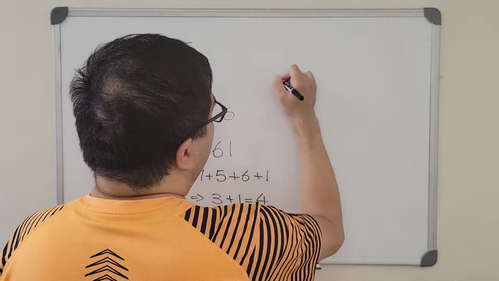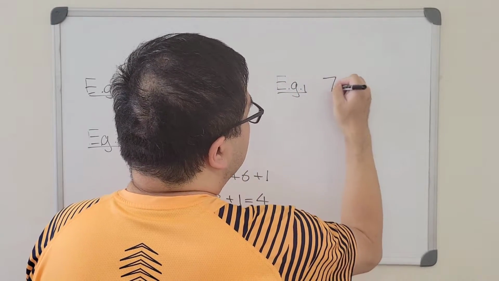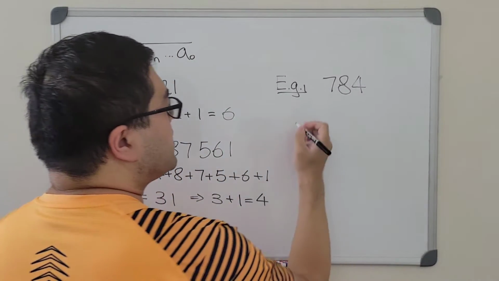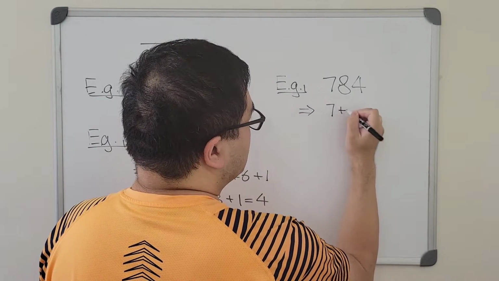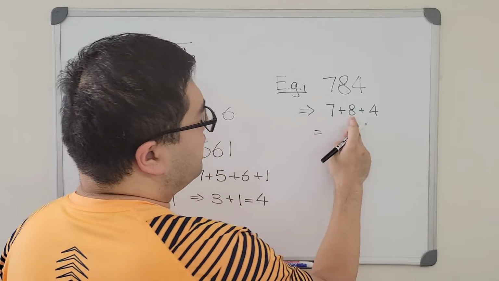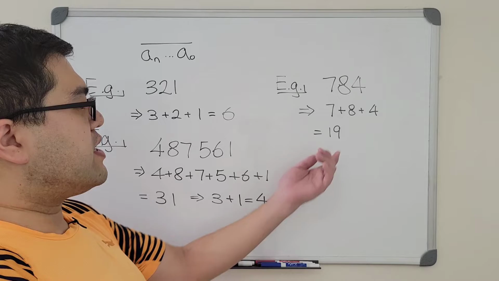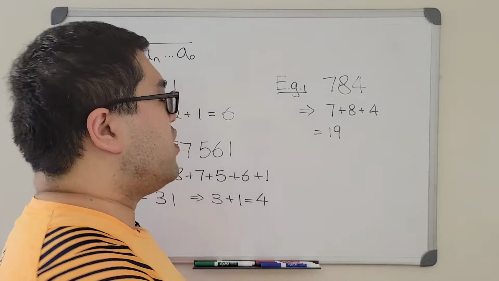So let's get a few more examples, such as 784. Let's see. If we add all the digits together, we get 7 plus 8 plus 4, which gives us 15 plus 4, which is 19. So it means that it's not a multiple of 9, because 19 is not a multiple of 9 either.